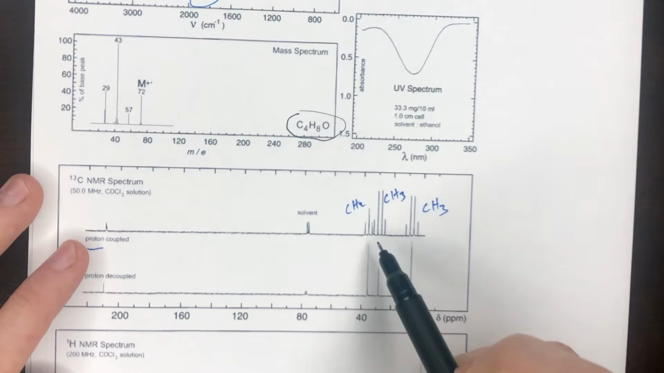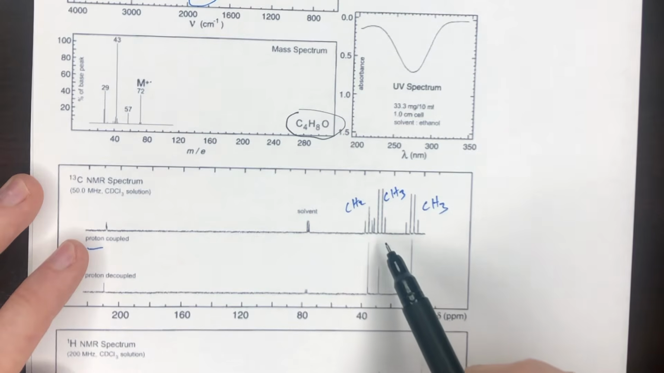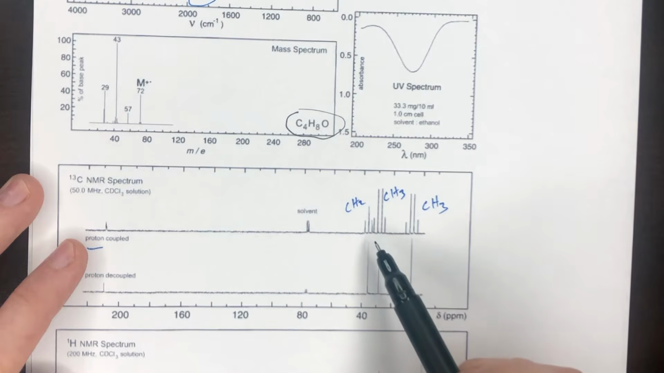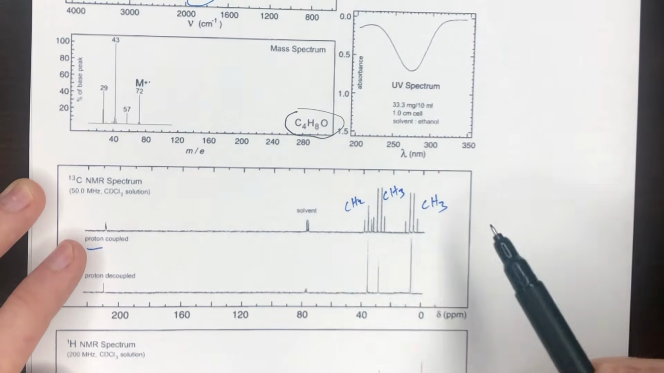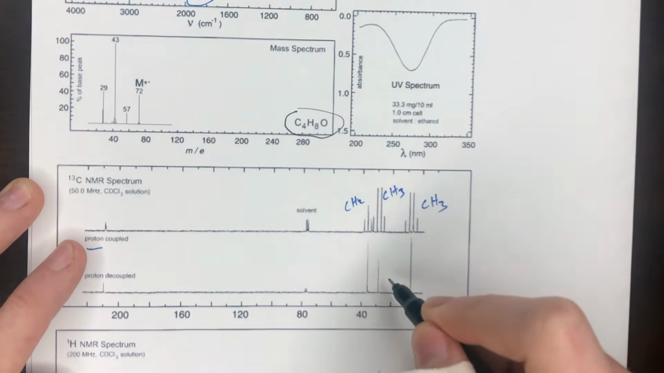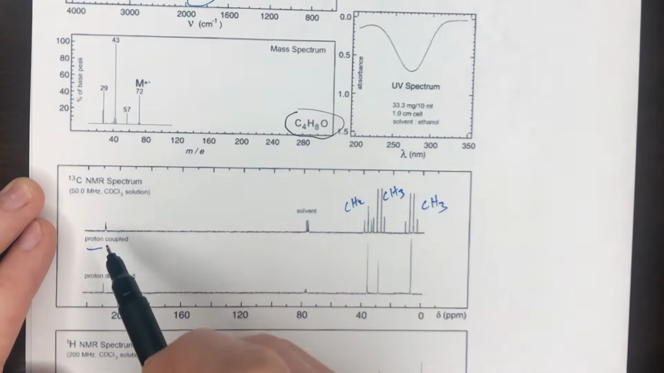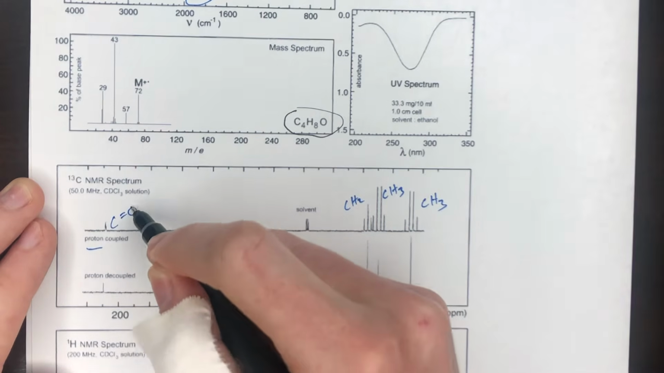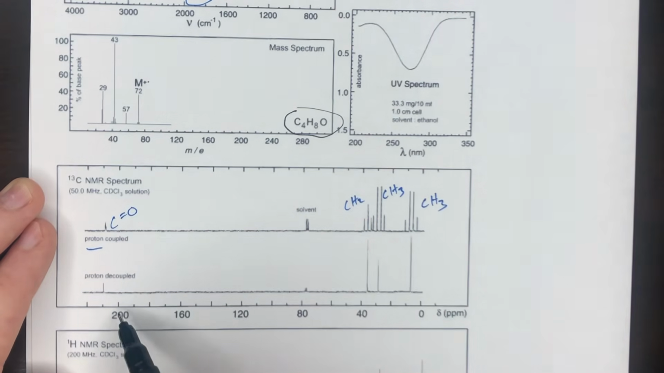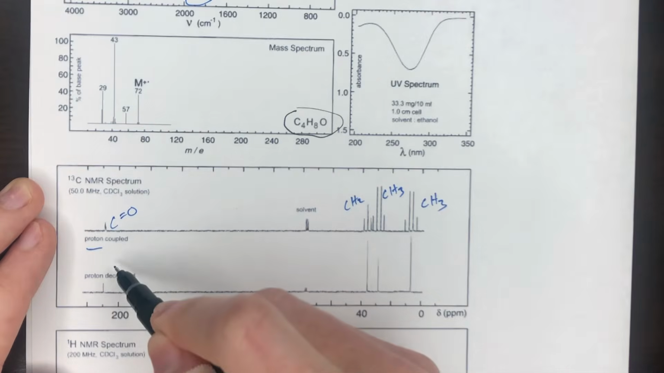This one's a little bit more confusing because what you see is a quartet that's almost overlapping with a triplet, but there is enough separation there to resolve those. So this is a CH3, CH3, CH2, and then this is not split at all. So that is just your carbonyl, and it's also very, very high, so that is likely to be a carbonyl.